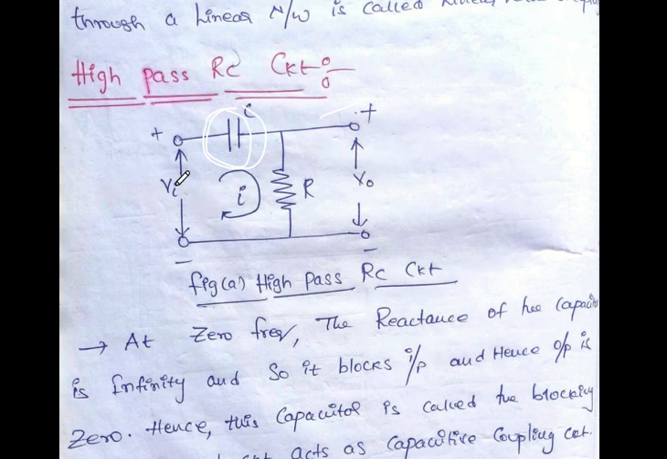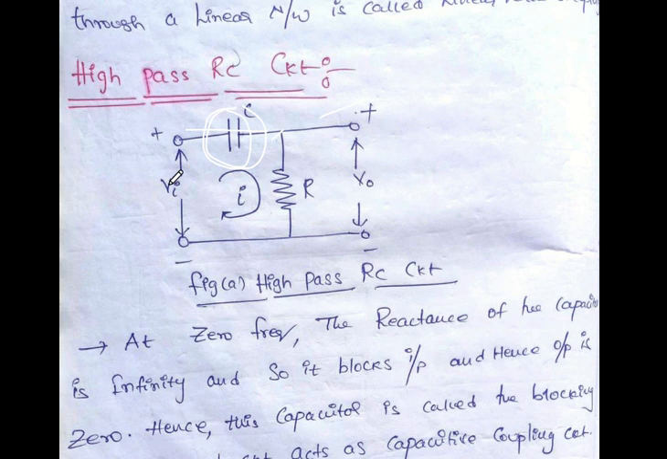Now, when the input signal has some finite value instead of 0 or infinite, the capacitor reactance starts decreasing from infinite value. Whenever the capacitor reactance starts decreasing from infinite value, it slowly starts the flow of current through it. Because of this current, some voltage is developed across the resistance R. That voltage appears at the output terminal.